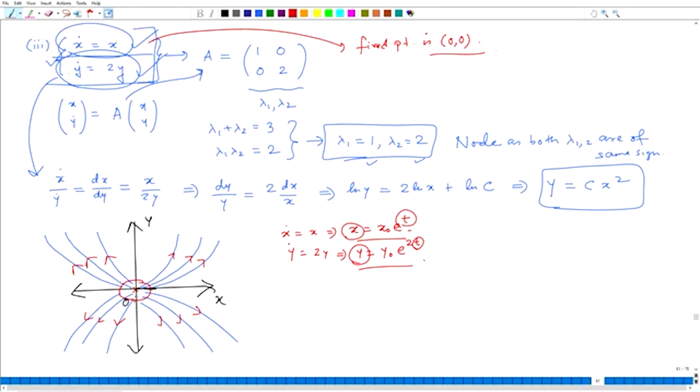Now, this trajectory is badly drawn, it should be like this, and it should also be like this. So, although very close to the fixed point, it can never reach the fixed point. Such a thing is simply an unstable node.